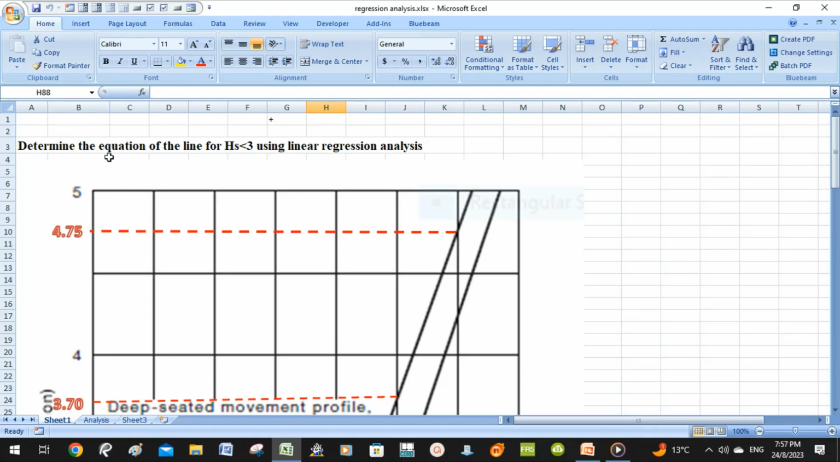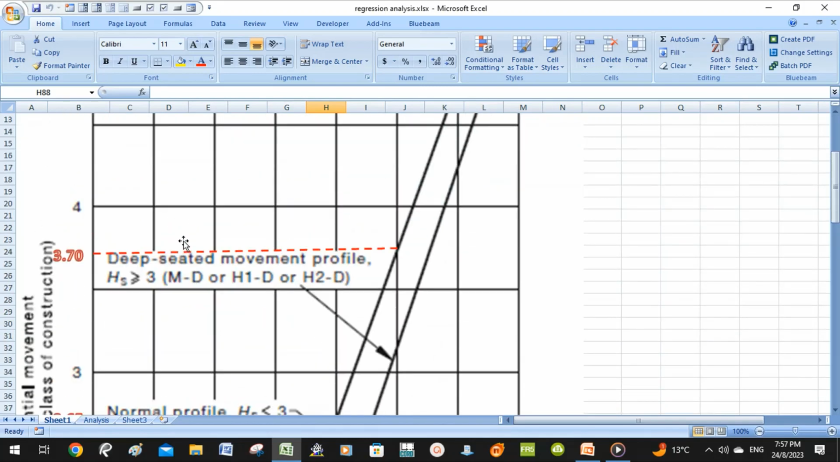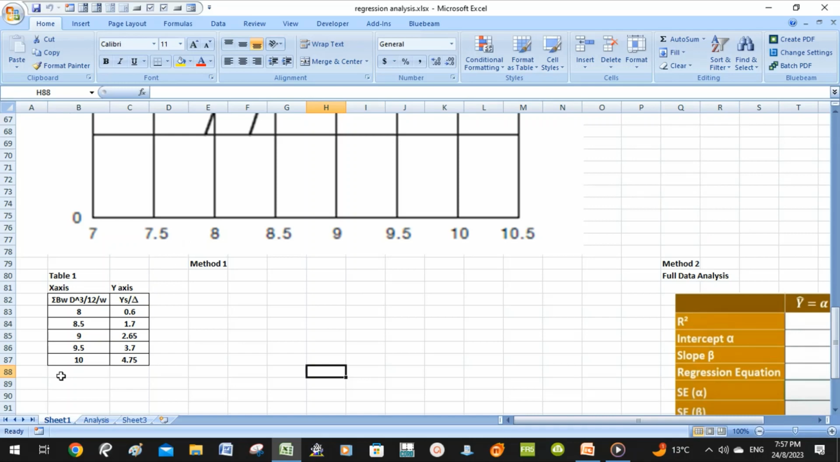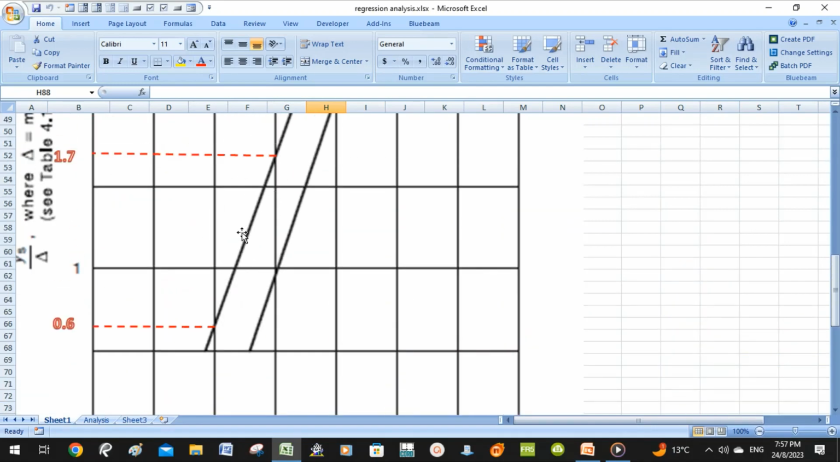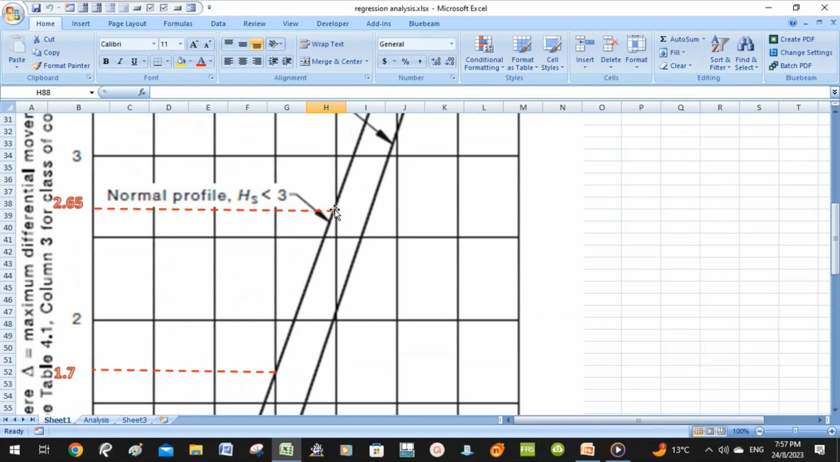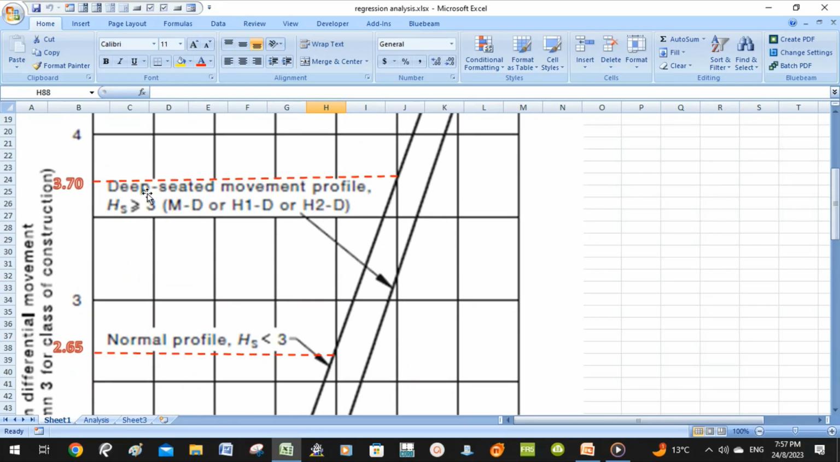Here we have figure 4.1, and in table 1 below, we have x coordinates with the corresponding y coordinates. I chose this example with the first line where HS is less than 3, and maybe you can give it a shot on the second line yourself and see how you go.